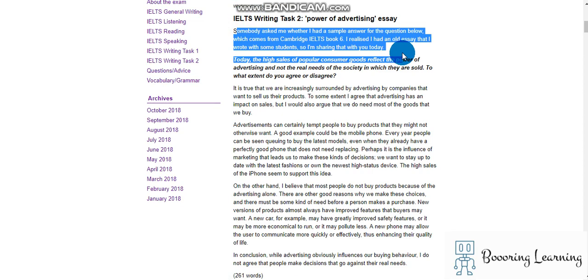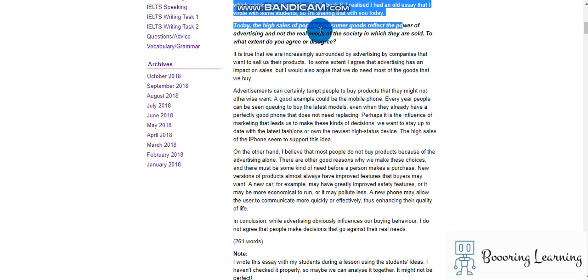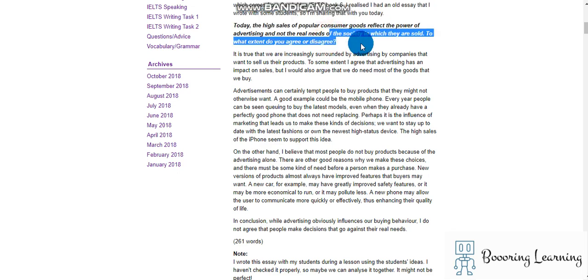Okay. Somebody asked me whether I had a sample answer for the question below, which comes from Cambridge IELTS Book 6. I realized I had an old essay that I wrote with some students, so I'm sharing that with you today. Today, the high sales of popular consumer goods reflect the power of advertising and not the real needs of the society in which they are sold. To what extent do you agree or disagree?